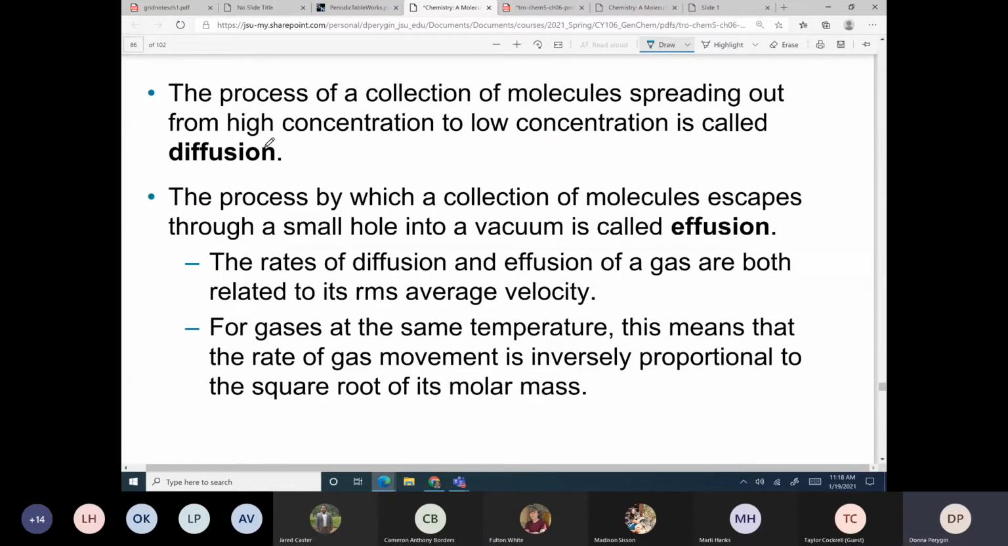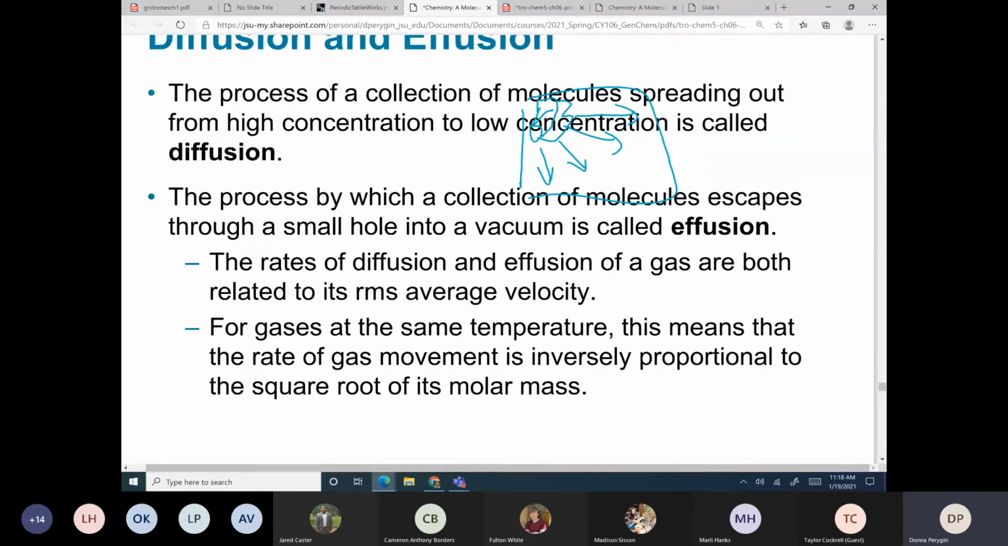Okay, so diffusion is like if you have a perfume sample in the side of a room. It's going to be more concentrated when you first release it, and then as it spreads out, it's going to tend to go from areas of high concentration to low concentration. So a few minutes later, you're going to be able to smell it here on the other side of the room. That would be diffusion.